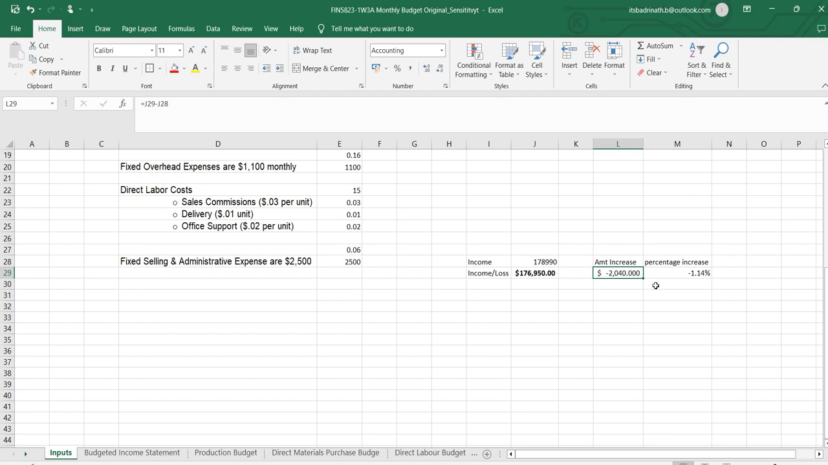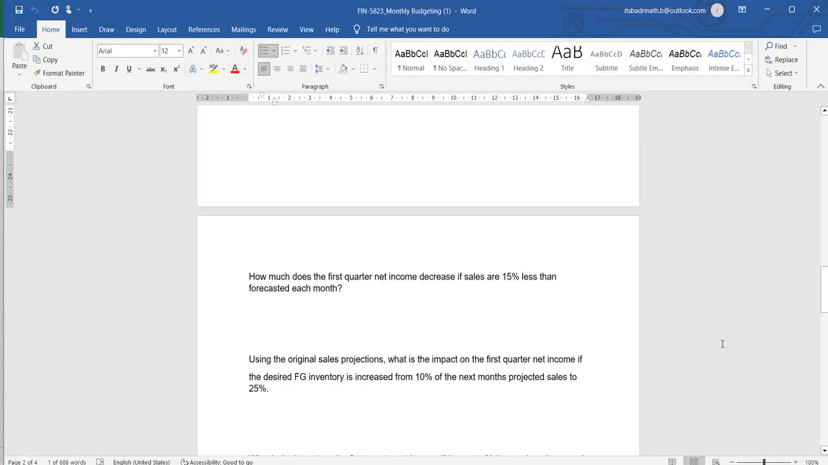When it is increased, the amount is decreased by -2,000 and percentage increase is, no, percentage decrease. Minus means it is a decrease. Percentage decrease is -1.14%. That you can discuss. Okay?